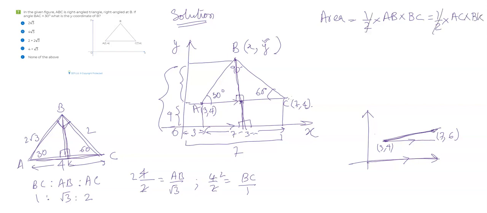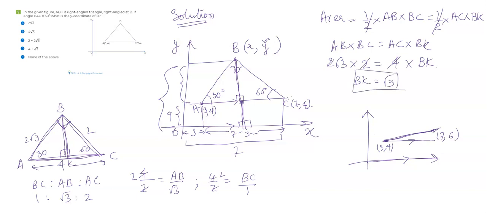We can cancel out half. We can say that AB into BC is equal to AC into BK. We know AB is 2 root 3. We know BC is 2. We know AC is 4, and we need to find the height BK. From here we can cancel out 4, and we can very clearly see that BK is nothing but root 3. So this perpendicular height is root 3.